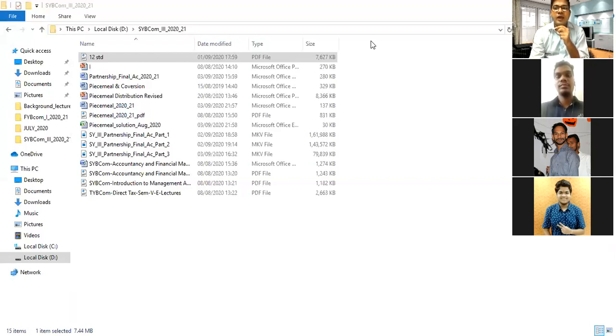Closing stock, asset side. Debtors, with any kind of adjustment, such as new RDD or provision for discount, that will be deducted. Insurance claim received also shows on the asset side. Bills receivable, cash in hand, cash at bank, such kinds of amounts we will record.